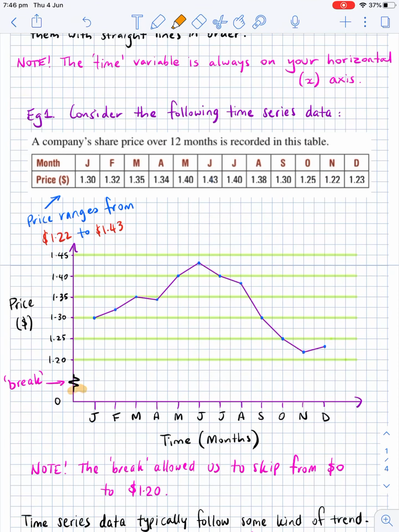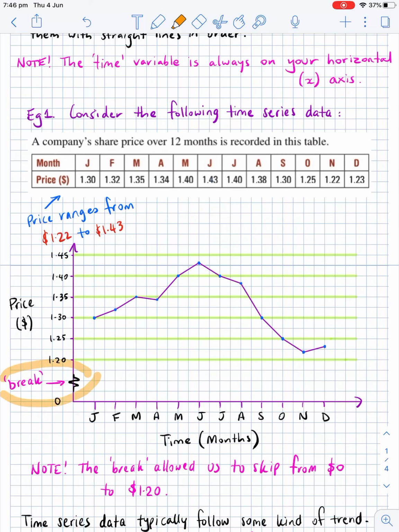Now the idea is this bottom corner here has to be 0. That's how the number plane works. You need this origin here to be the point 0, 0. However, our prices go from $1.22 to $1.43. We don't really have to worry about anything under $1.22. So we put this little squiggle here, which is called a break, and that means we can skip from 0 all the way up to $1.20 really quickly. And then from $1.20 we can go up nice and slowly, up by 5 cents at a time, and that will cover our range from $1.22 to $1.43.